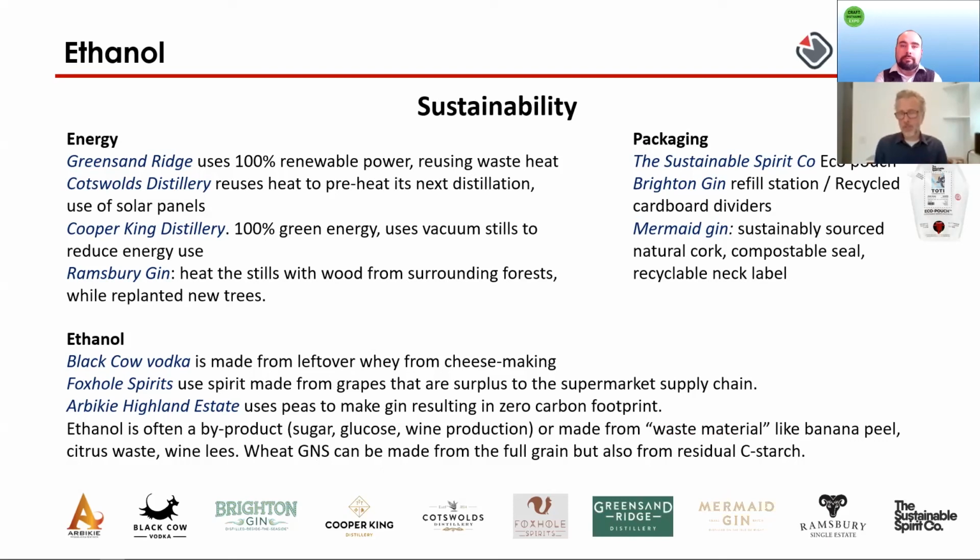As I just mentioned, for the C starch, it's actually a byproduct. So ethanol can be made from waste products. Thinking of the way, as we mentioned before, byproduct of cheese making, but also banana, citrus, other materials can be used. There's an interesting project by RBK. They managed to make gin out of peas.